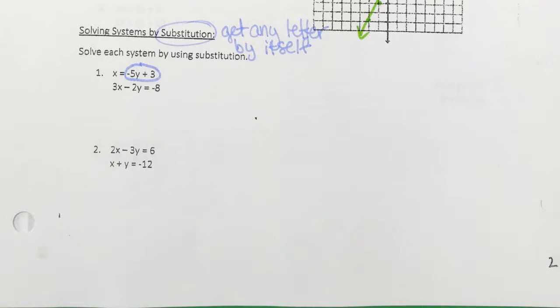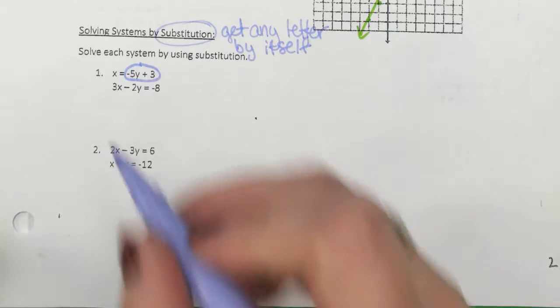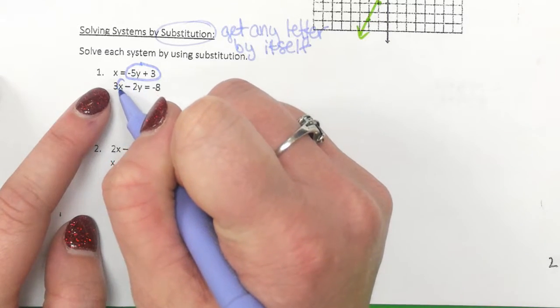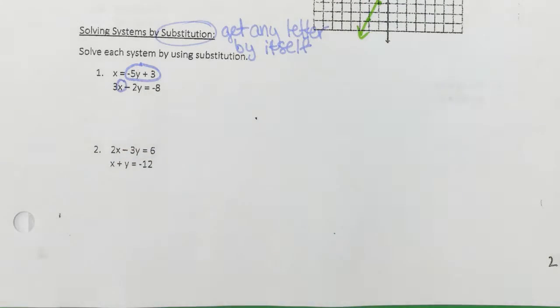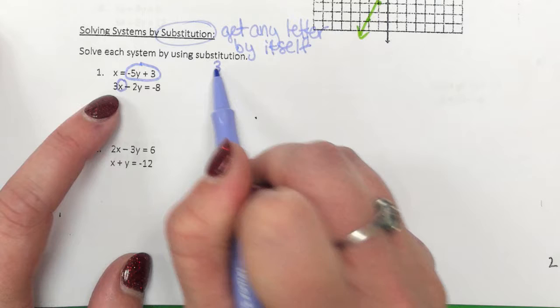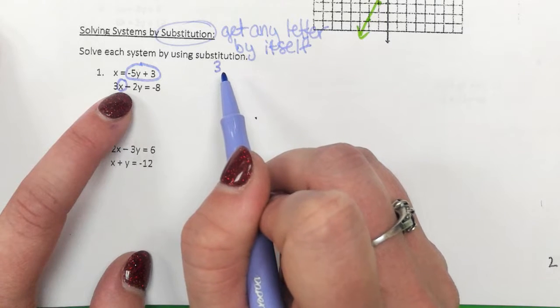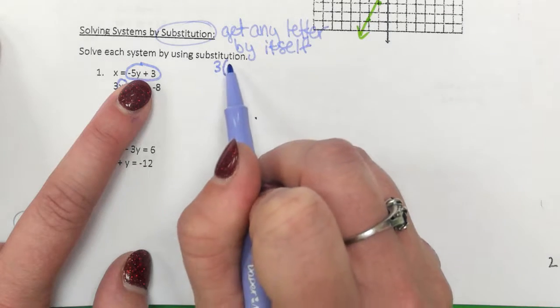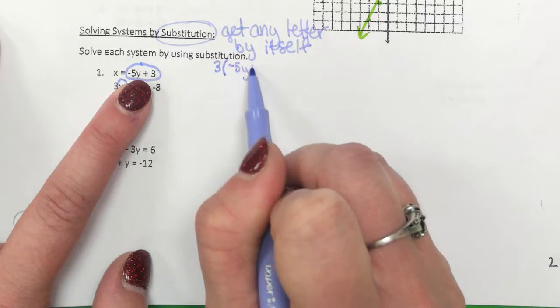So what letter is that equal to? X. So now I'm going to take that and plug it in to the other equation. Okay? This is from Algebra 1. This is nothing but a review so far. All right, so I'm going to say 3, but I don't want to put X anymore. What do I want to put instead of X? Very good.